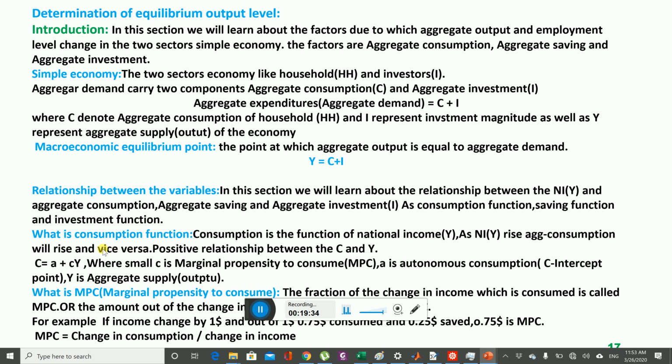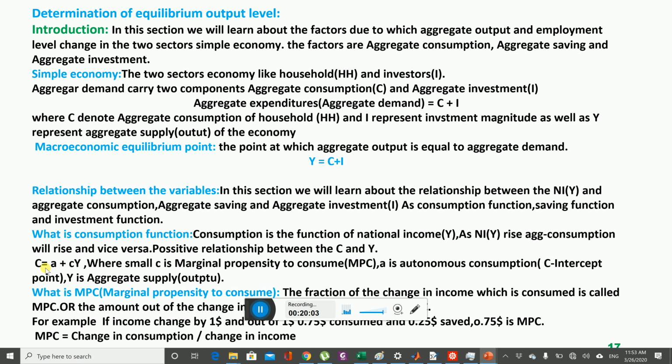This is the meaning of vice versa. Consumption is a function of national income. National income symbol is Y. As national income Y increases, consumption of the people will increase, and vice versa. What does this mean? This means the opposite: if the national income Y decreases, aggregate consumption will decrease as well. There is a positive relationship between aggregate consumption and aggregate output supplied.